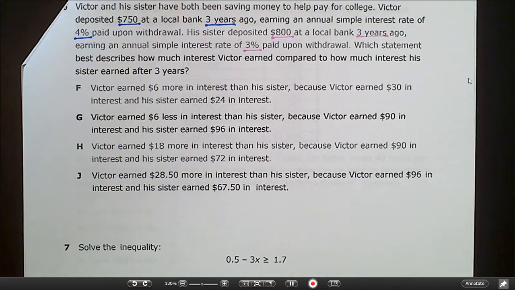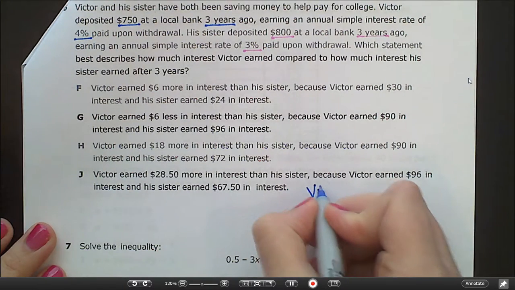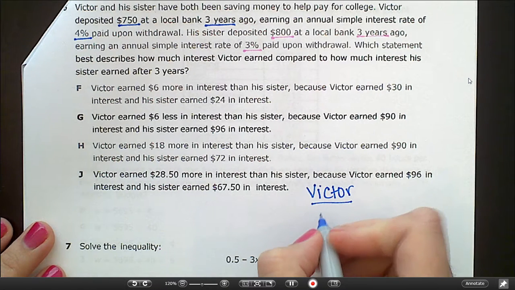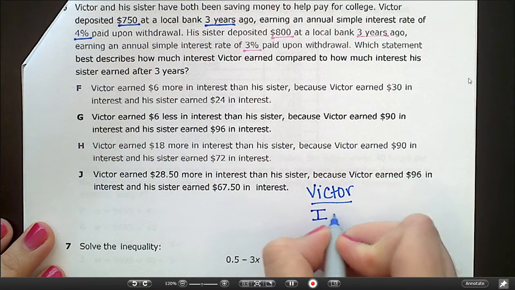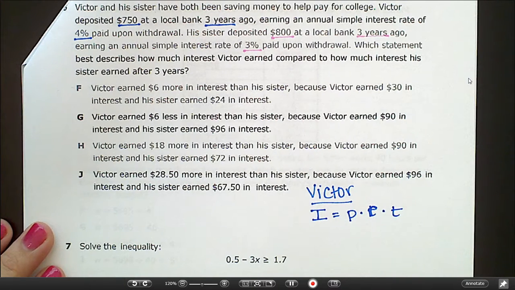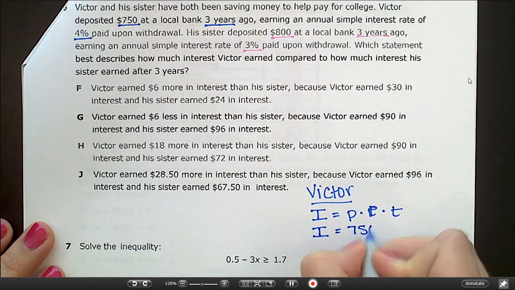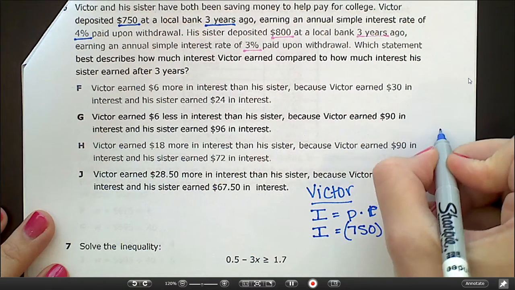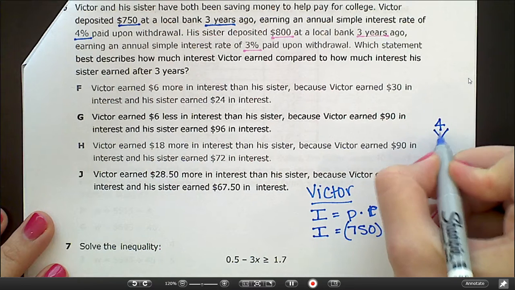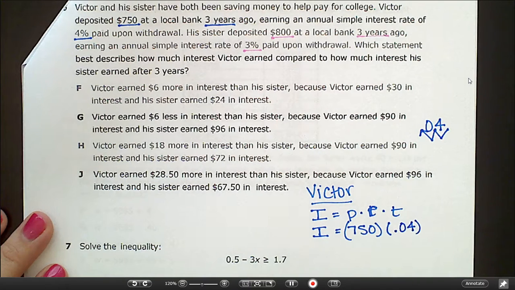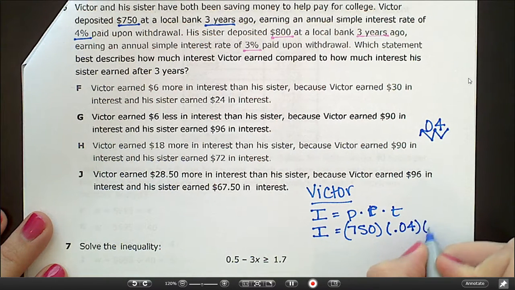So let's look at Victor first. We know that this is an interest problem, and interest equals principal times rate times time. So interest is what we're looking for. Let's fill in everything else. His principal is $750. His rate is 4%. Now remember, when I want to change 4% to a decimal, I need to move the decimal point 2 places to the left. So I'm going to change that to 0.04. And the time is 3 years.